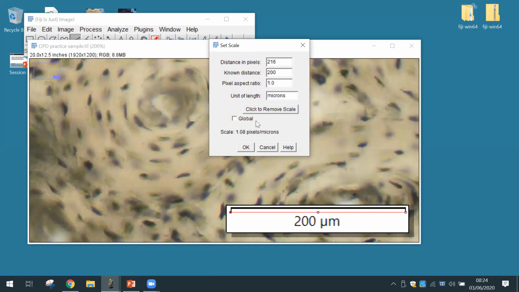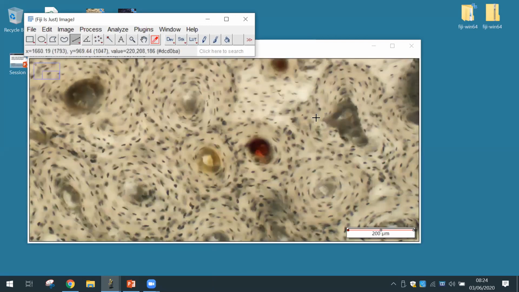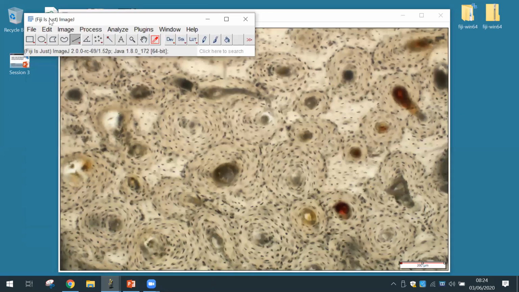Whoops, microns. I may set it to global because I think the other one's the same. All right, so zoom out. Obviously, it'll be important to have very good quality images. These are not the best, but we're trying to do a more introductory thing, and I'm using the same sample for several different variables.